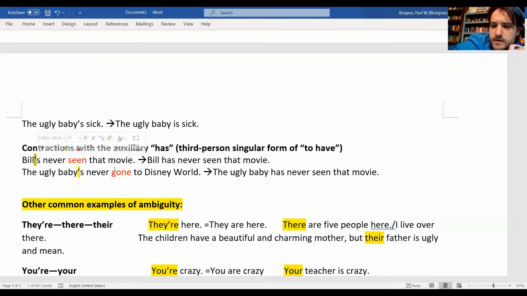So it's probably a good idea to get comfortable with these. And when you're writing, remember that your readers will expect your apostrophes to be in the right place because it makes things unambiguous for us. And writers are always writing for their readers. All right.